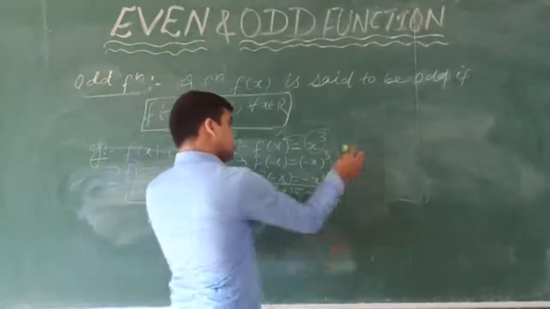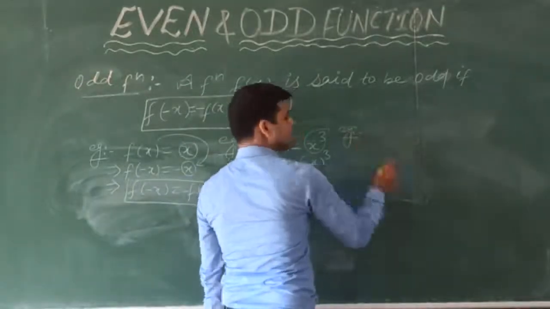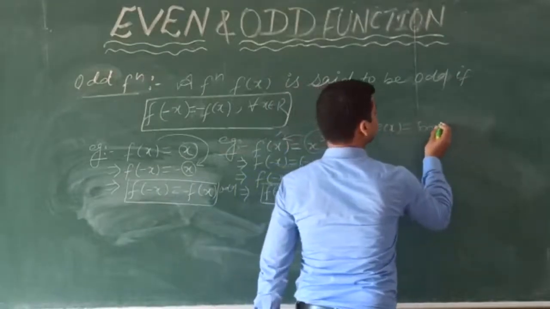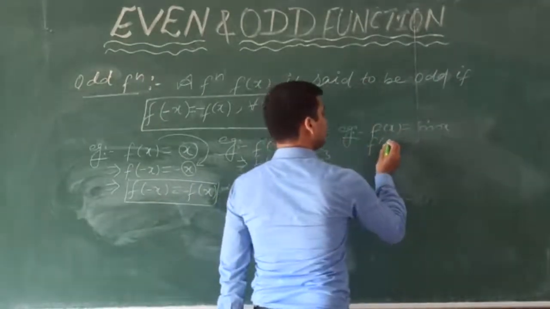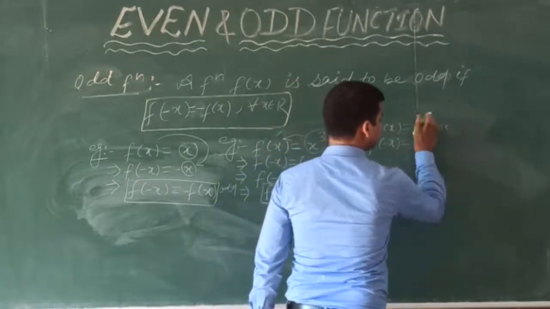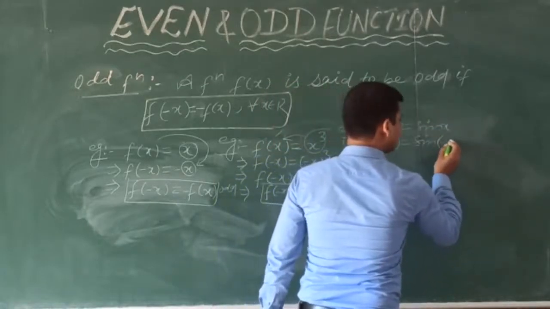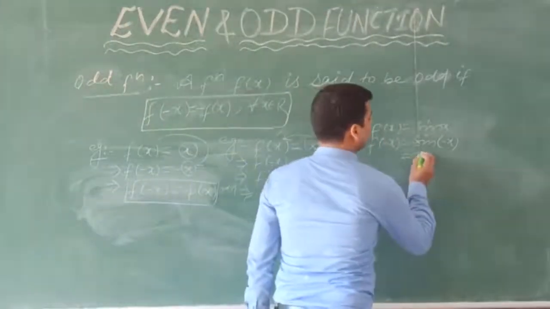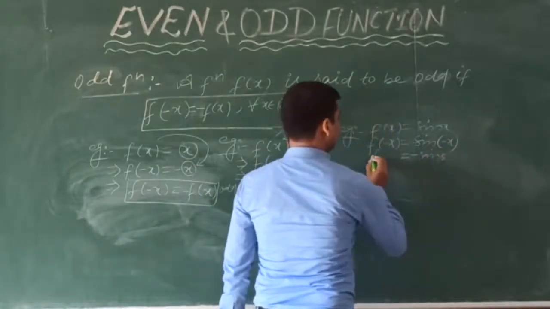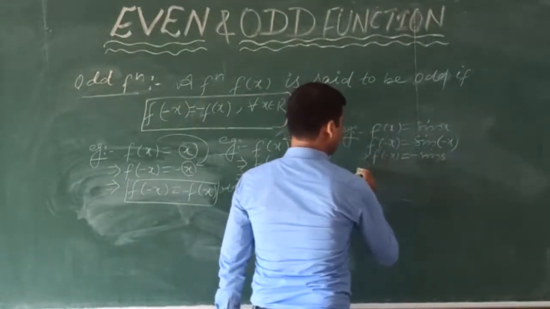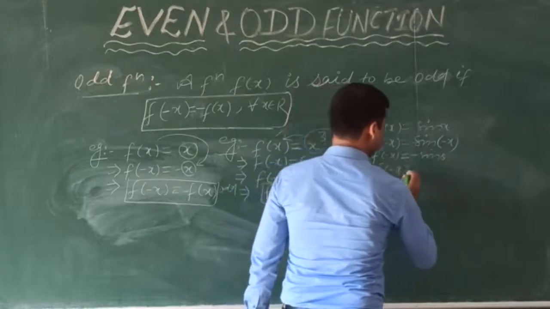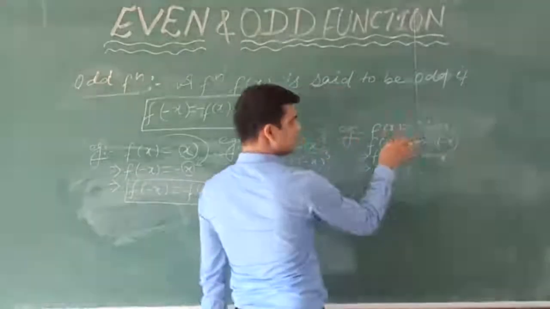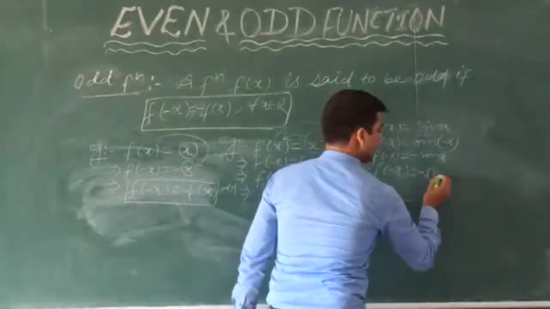Okay, now next we can take some trigonometric function like f of x equals to sine x. Instead of x we'll put minus x, then we'll get sine of minus x, and we know that sine of minus theta is minus sine theta, so we'll get minus sine x here. And if you notice one thing here, sine x value, what is the sine x value? f of x. So I am going to substitute this value, f of x.